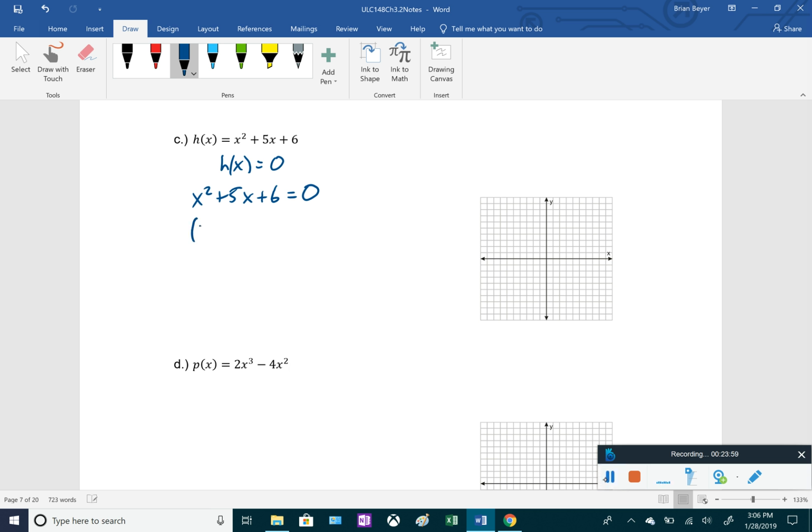This does factor. It factors as x plus 2 times x plus 3, two numbers that multiply to 6 that add to 5, 2 and 3, both positive. And the next thing that we're going to do is the zero product property. So you can set it up like this if you want, you don't have to. The only way something times something is 0 is if one of those is 0. So we set each factor equal to 0 separately, and then we solve them. For the left-hand side, subtract 2 on both sides, we get x equals negative 2. Right-hand side, subtract 3, we get x equals negative 3.